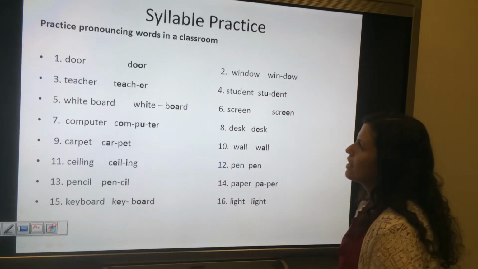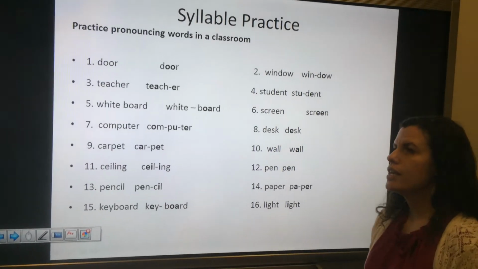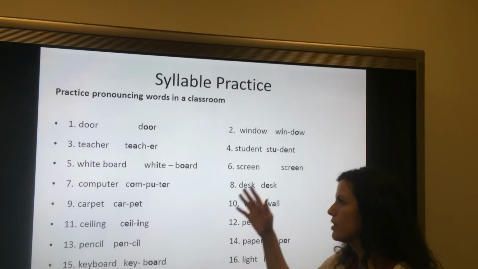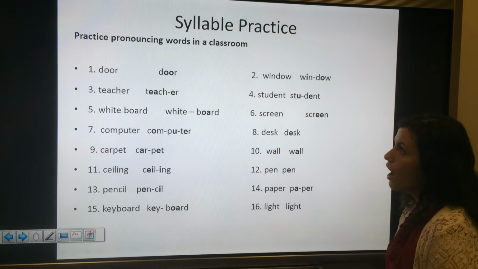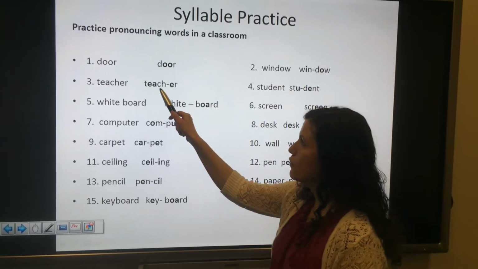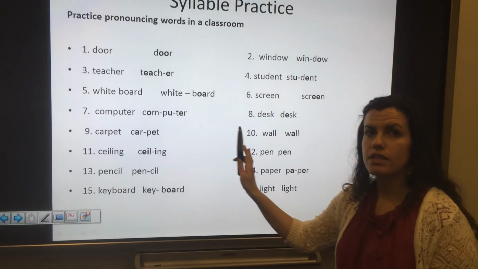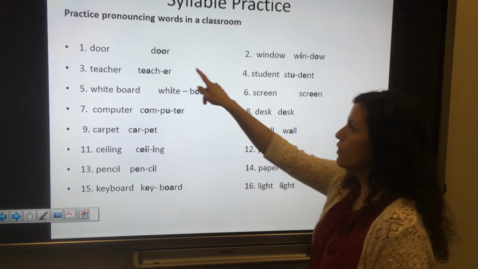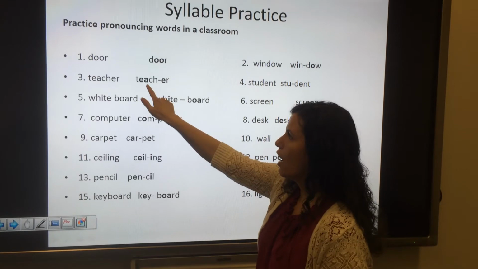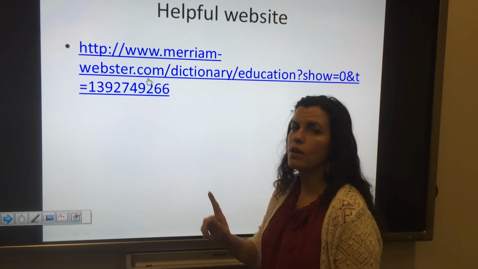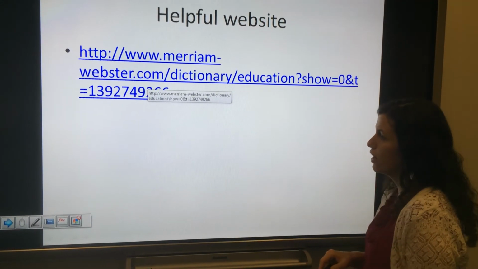Okay, let's take a look at some of the common names in a classroom. These are some of the common things we would find in a classroom, and we're going to go over them together. I highlighted the different sounds that the syllable groups are making. The vowels, some of them you'll see are together, different vowels. They're only making one sound. Okay, let's start at the beginning here.